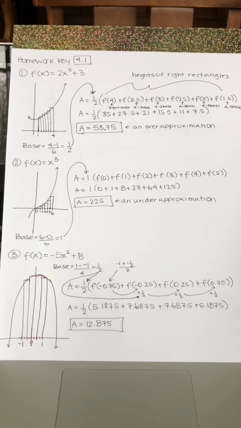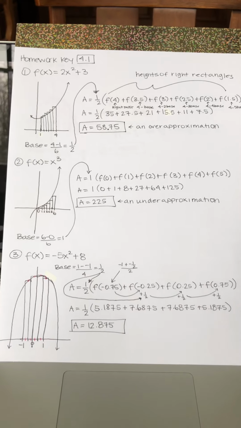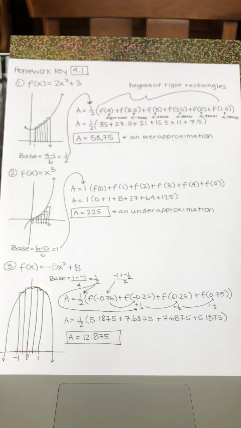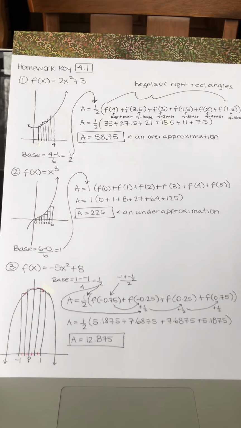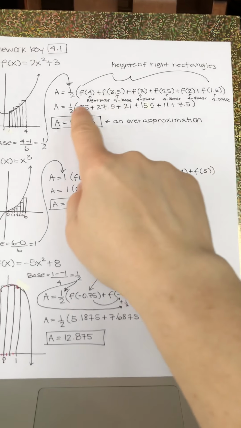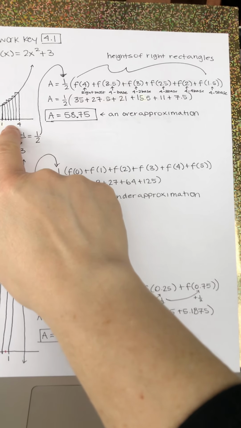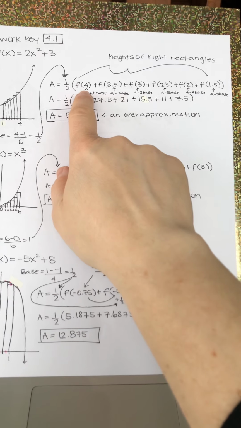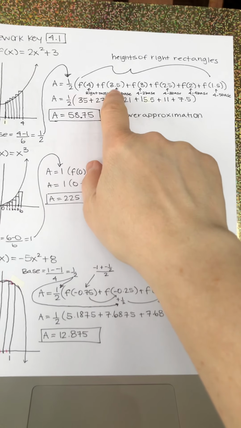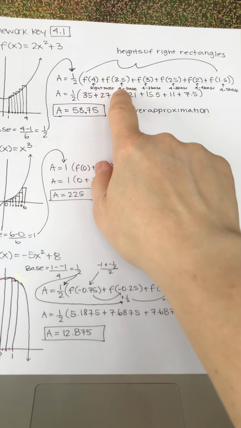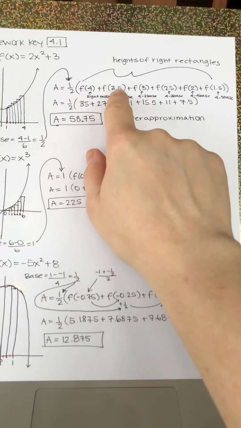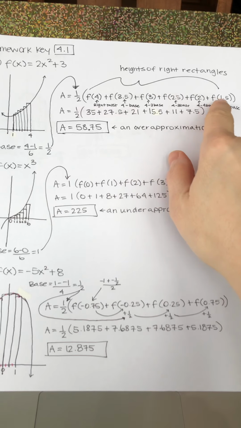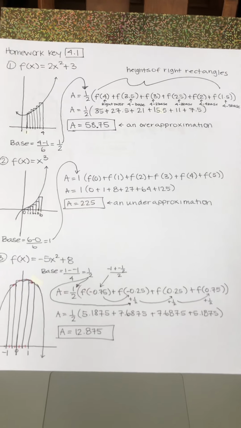Okay, here are the first 3 problems that you had from your homework last night. As you can see, when you're using the right endpoints, you're going to start at the right and then subtract the bases. So you start at f of 4 and then subtract a base and you get f of 3.5, subtract a base, and so on. And notice you should have 1, 2, 3, 4, 5, 6 heights.